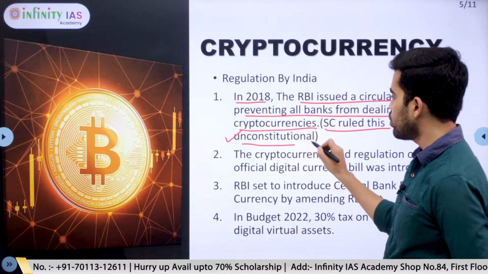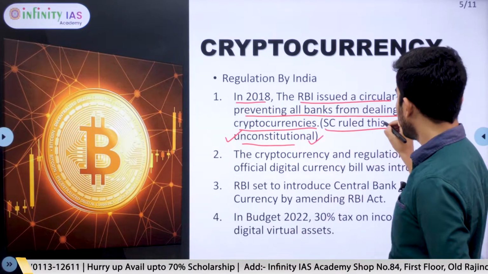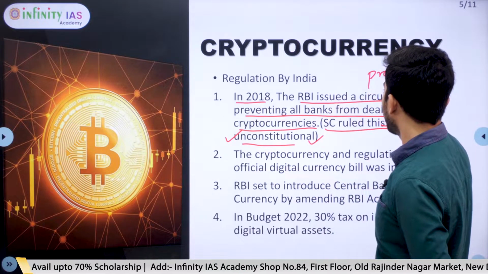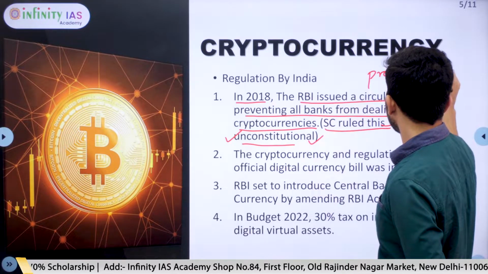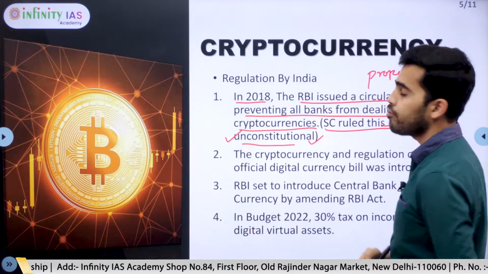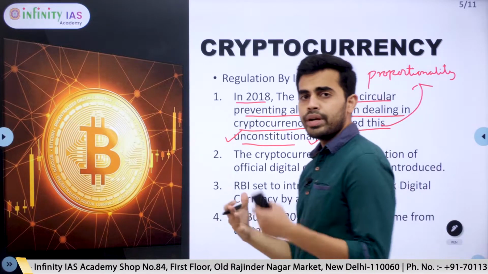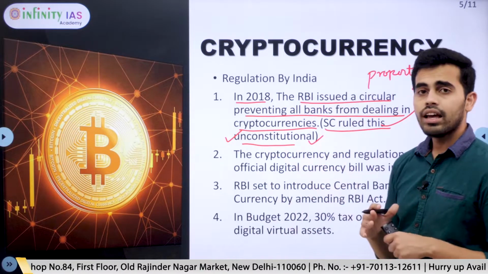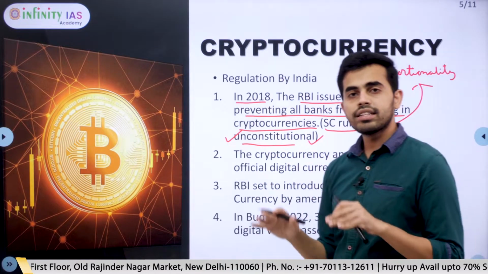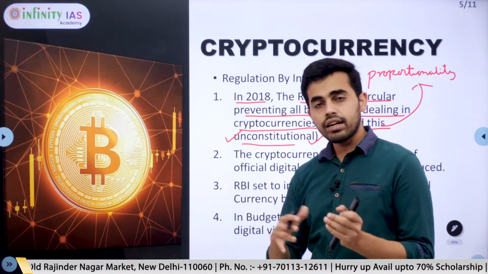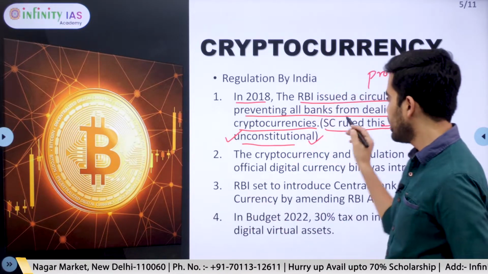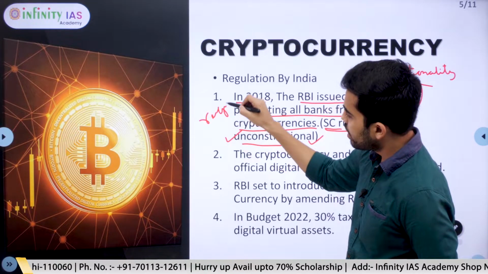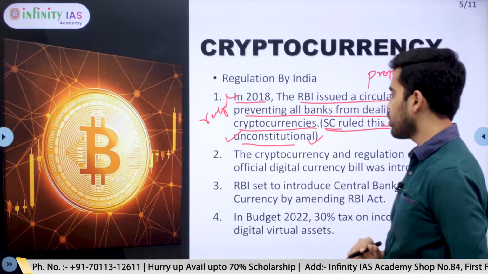So why has the Supreme Court ruled this unconstitutional? Here the Supreme Court has cited the doctrine of proportionality. So what is the doctrine of proportionality? The Supreme Court has said that though there are concerns regarding cryptocurrency, the action, that is banning cryptocurrencies as such, is disproportionate to the threat it poses. So instead, the SC has said that it should try to regulate rather than a blanket ban on cryptocurrencies.